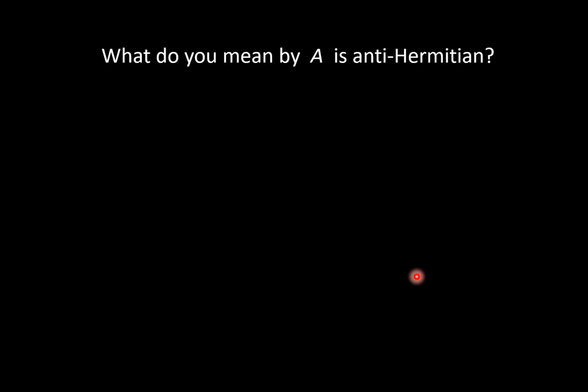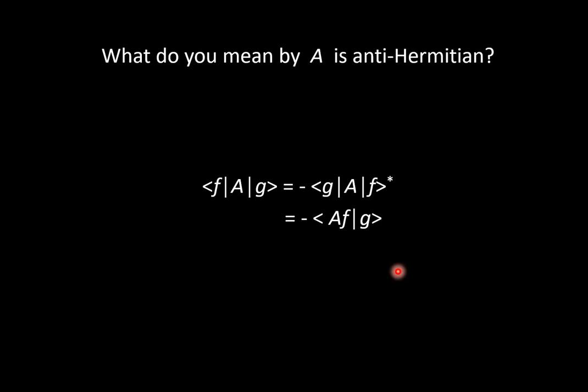What do you mean by A is anti-Hermitian? So we have seen anti-commutator so far, but here it is anti-Hermitian. <f|A g> turned over gives <g|A f> with star. That is the definition of Hermitian, but if you put a minus sign then it gives you the anti-Hermitian. So <f|A g> is minus <g|A f> whole star, or by the same trick you bring A towards the left, so minus <A f|g>. That is the definition of anti-Hermitian.